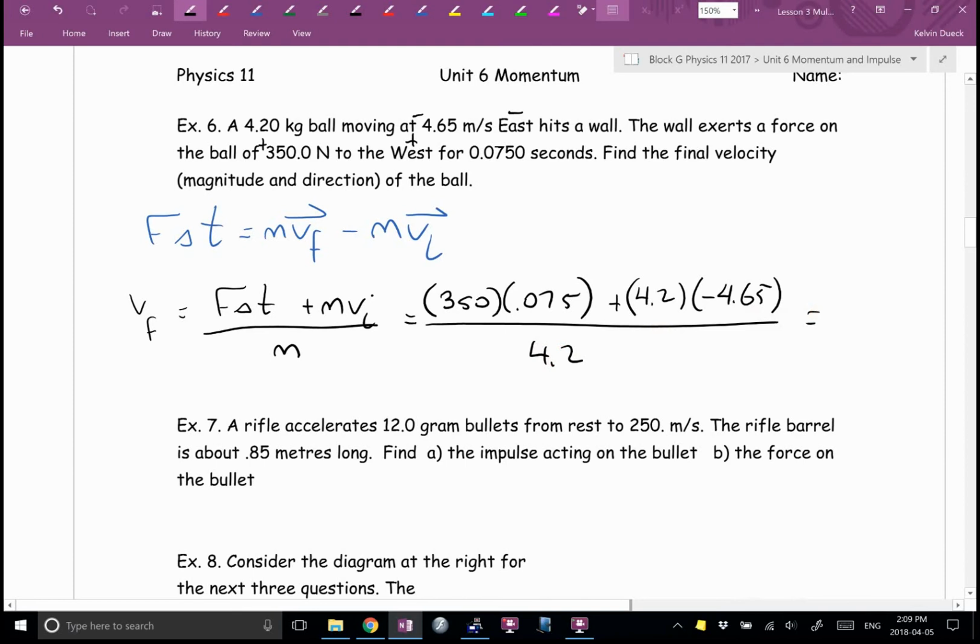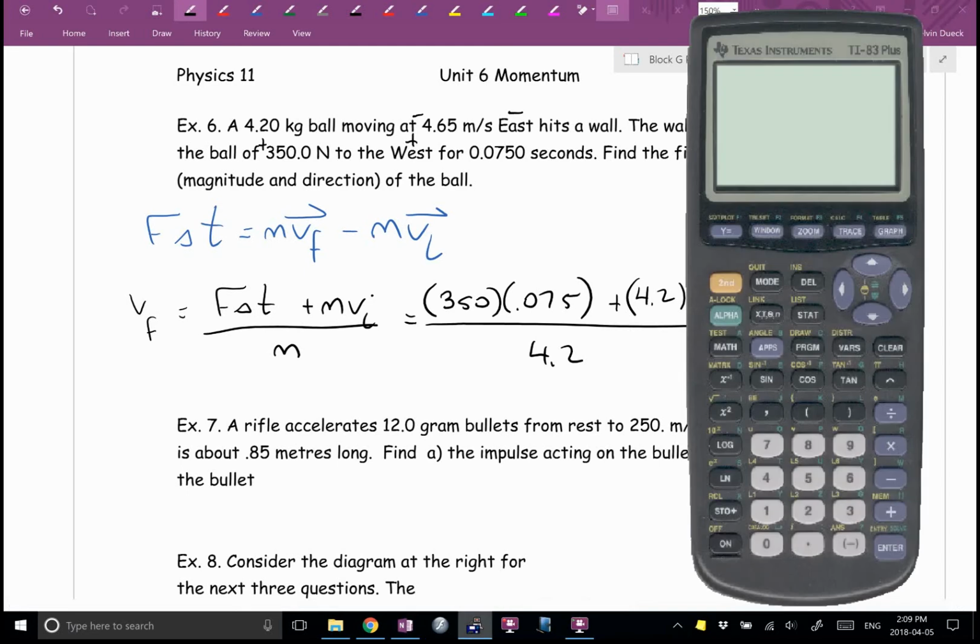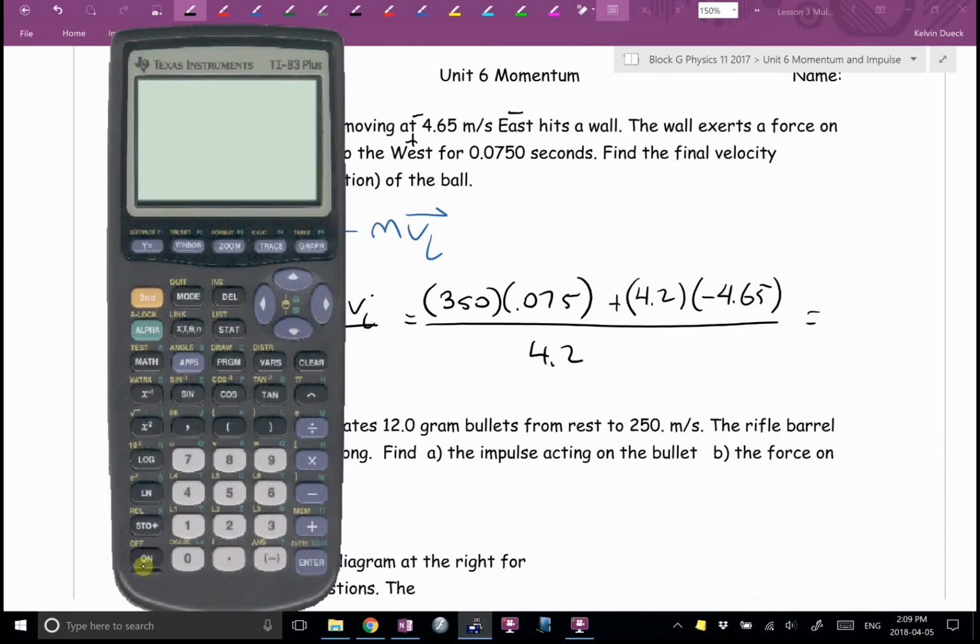Is this a fraction? Yeah. Is there more than one thing on the top? Brackets. Is there more than one thing on the bottom? No. I forgot to put brackets. No, I put brackets, I closed it. That was dumb. Plus 4.2 times negative 4.65, all divided by 4.2. Double check my typing: Ft plus mv.